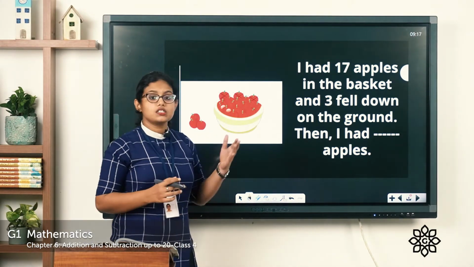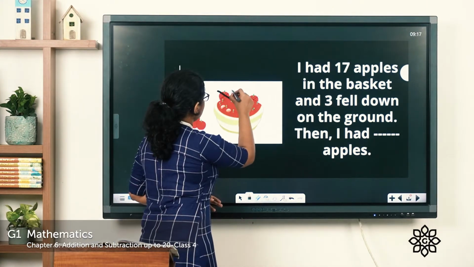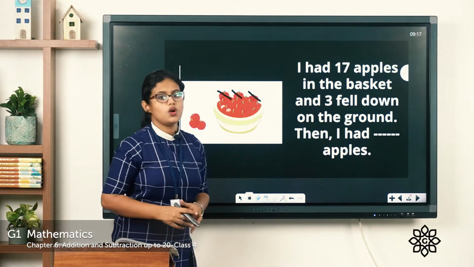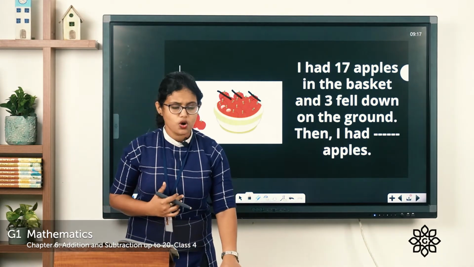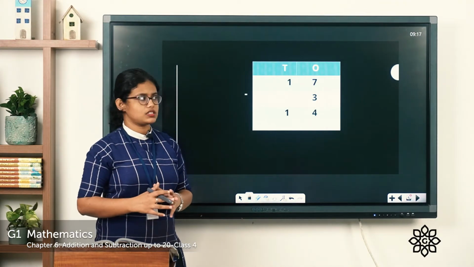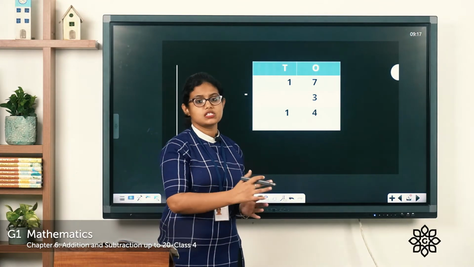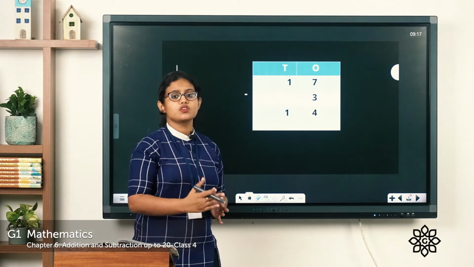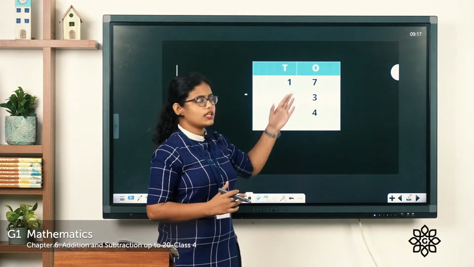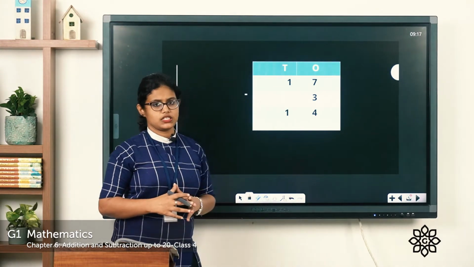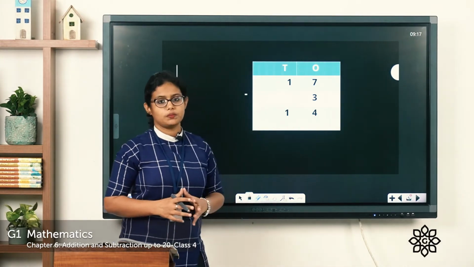So let's cut 3 apples from 17 apples. 1, 2, 3. So we have cut 3 apples from 17 apples. So how many are left in the basket? So 17 minus 3. You need to take away 3 from 17. You need to subtract 3 from 17. So number 17. 7 comes in 1's place, 1 in 10's place. First, what you need to do? You need to subtract the numbers at 1's place.